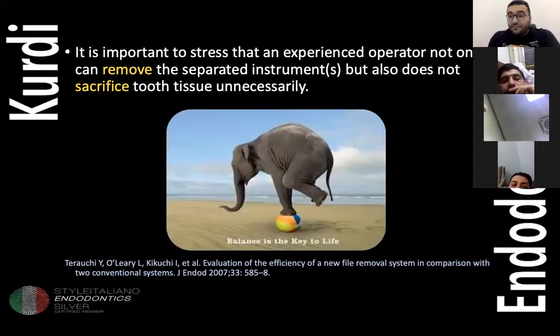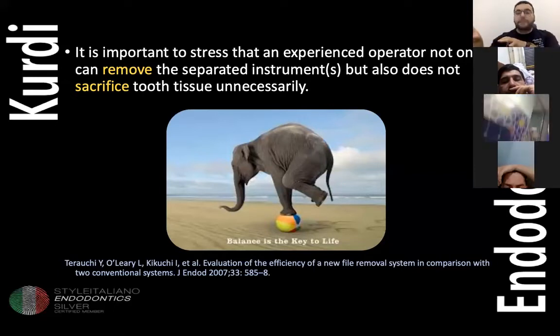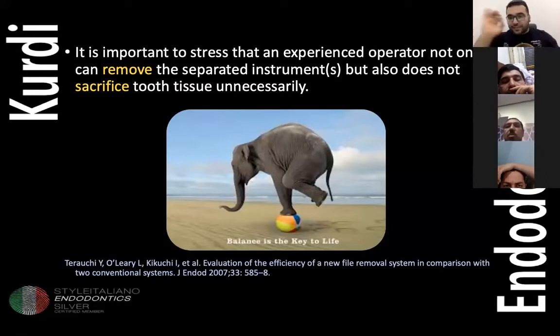You can see this elephant standing on the ball. This elephant should be you, me, or whoever will deal with separated file cases, because you have to have this balance inside your mind between removing the harm or dealing with the harm. Either you will remove or bypass, and also you have to not sacrifice a lot of tooth tissue, because sometimes we choose retrieval. All right, this is good, and we have to say something. As long as you can remove the file, it will be better.